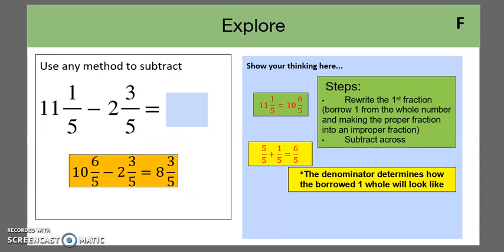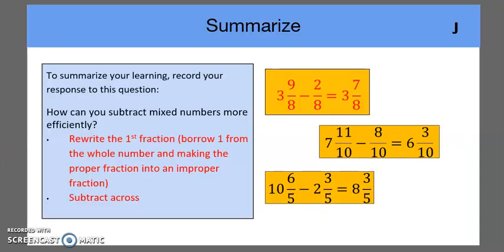Now we're going to move on to the summarize page. Here, how can you subtract mixed numbers more effectively? Again, we looked at visual models, but we can also look at the steps provided so that students can follow a guide in order for them to work through the problem on their own.